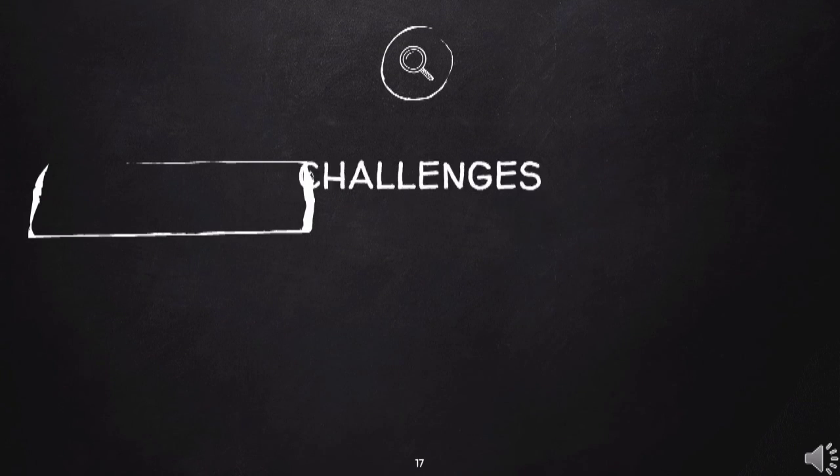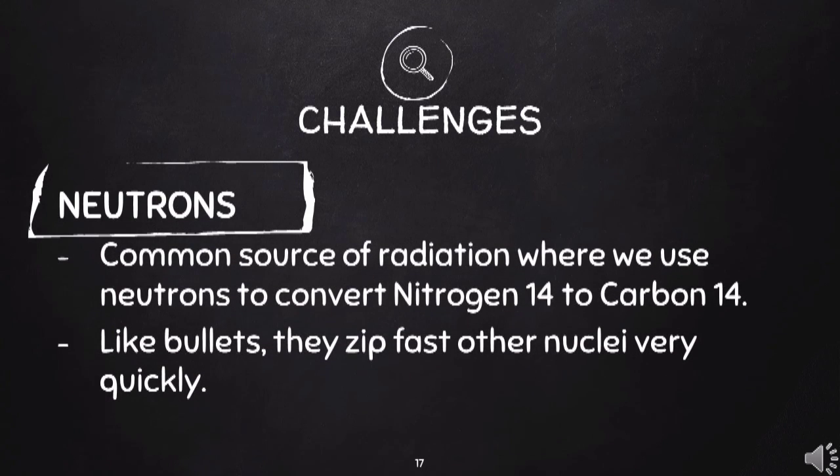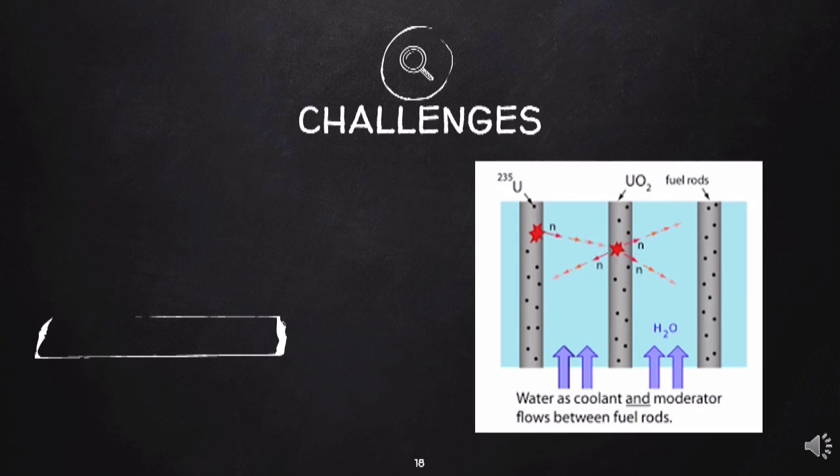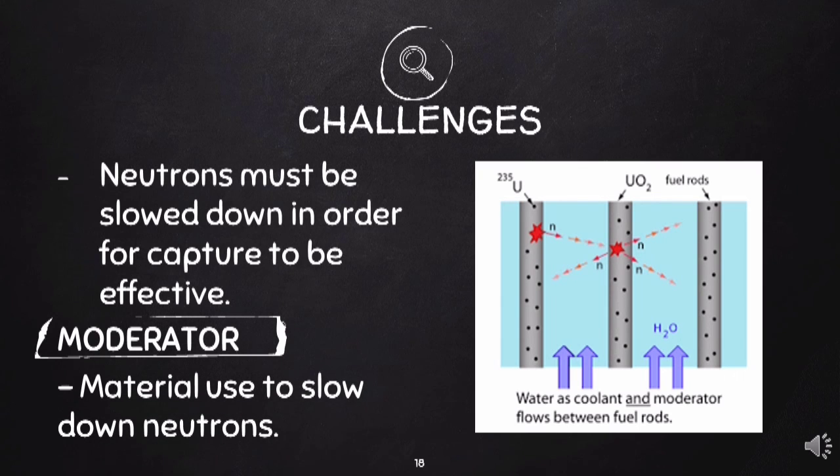Challenges. Neutrons are a common source of radiation, where we use neutrons to convert nitrogen-14 to carbon-14. Like bullets, they zip past other nuclei very quickly. Neutrons must be slowed down in order for capture to be effective. A moderator is a material used to slow down neutrons.